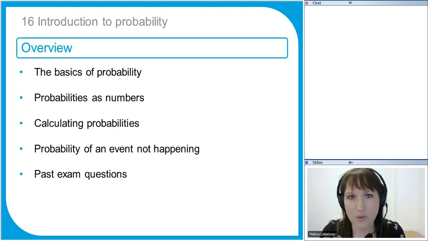So today we'll cover the basics of the kind of language of probability, how we describe probabilities in words. Then we'll look at how to describe probabilities as numbers on a scale from 0 to 1. How to calculate probabilities where you've got equally likely outcomes, so things like throwing a fair dice. We'll look at the probability of an event not happening. So if we know the probability of something happening, how do we work out the probability of it not happening? And then we'll look at a few past exam paper questions.